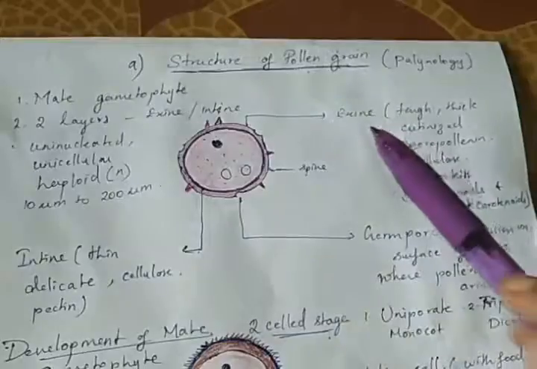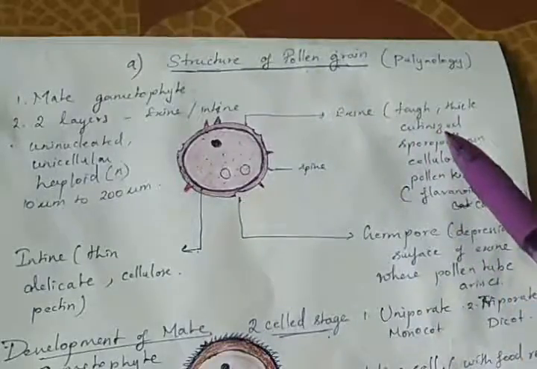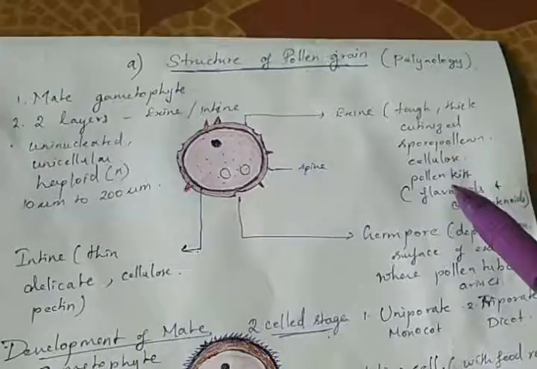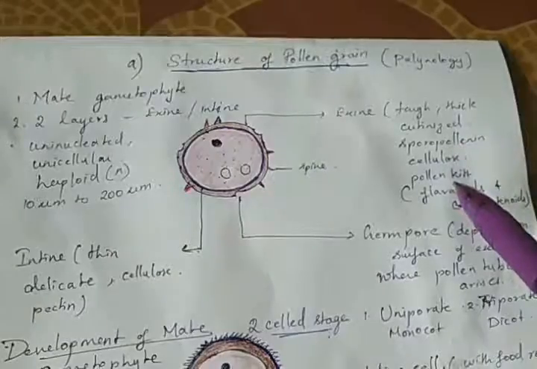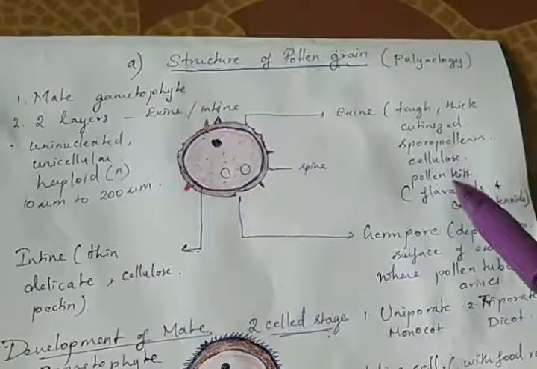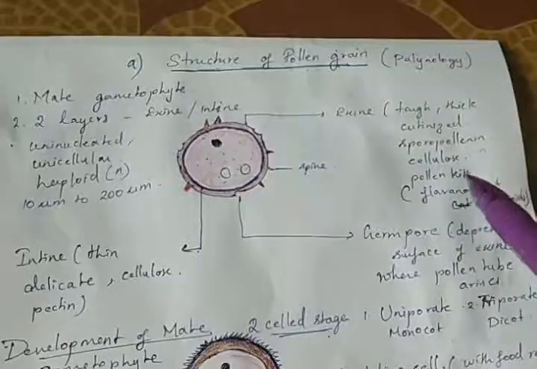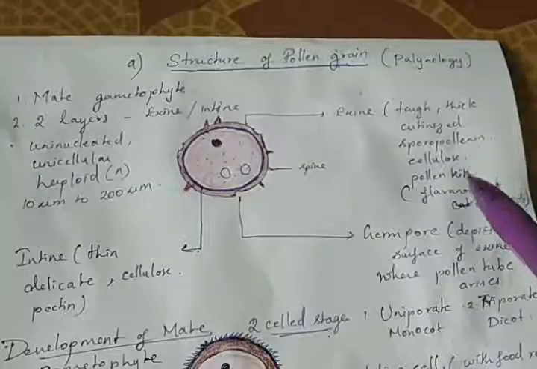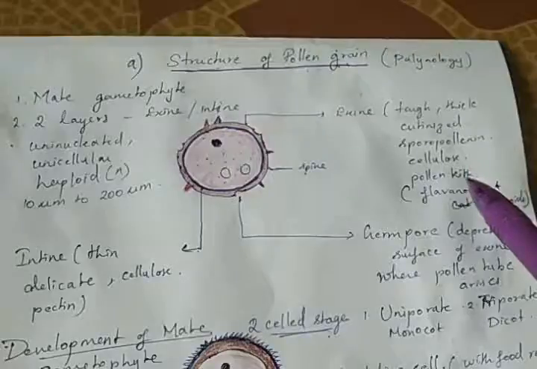The outer layer is called exine, which is a tough, thick, cutinized layer, consisting of sporopollenin, cellulose, and pollen kit. Sporopollenin and pollen kit are the pollen wall material, which is secreted by the tapetum cells. They are highly resistant to chemical, temperature, and biological degradation. They protect the pollen grains during the time of pollination.